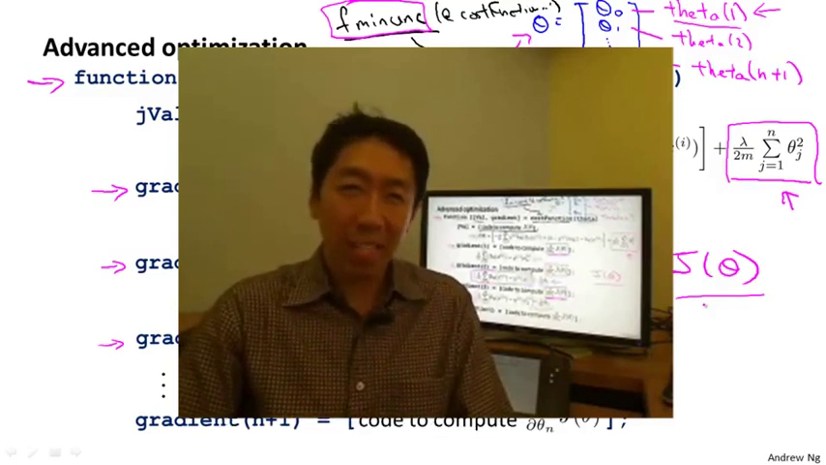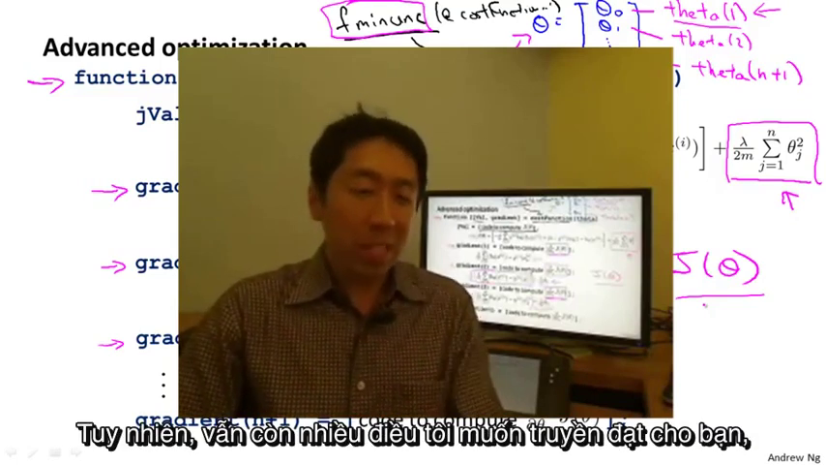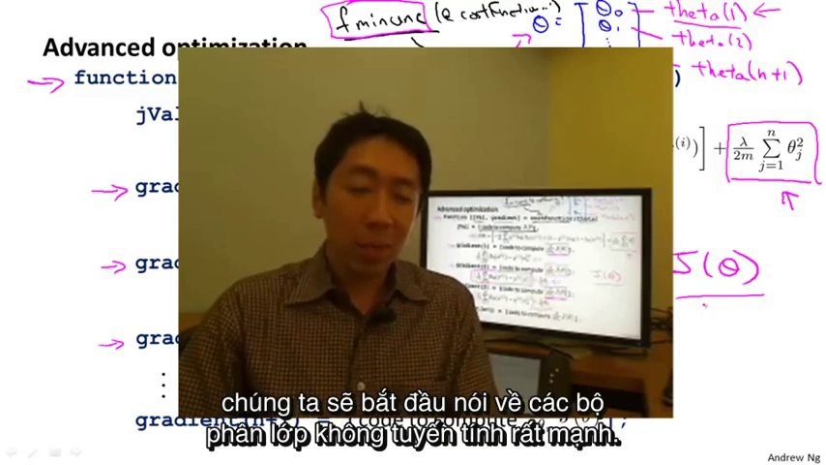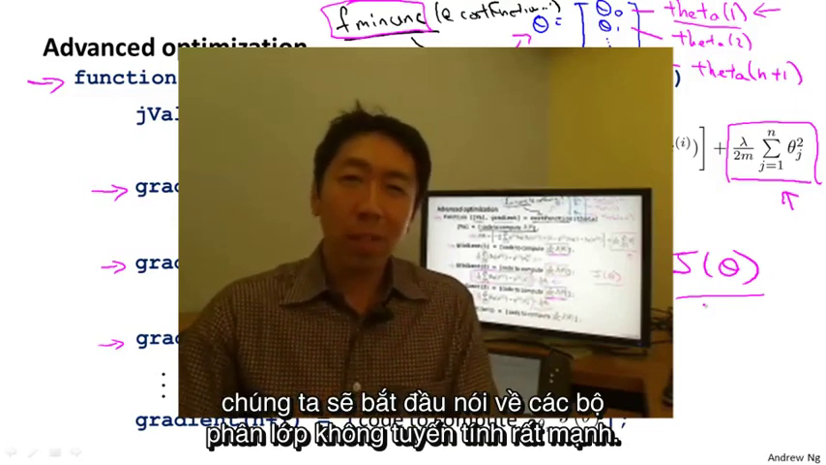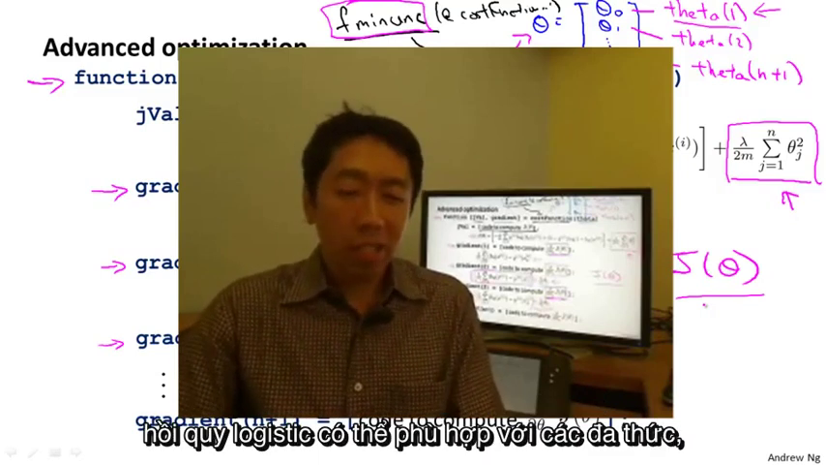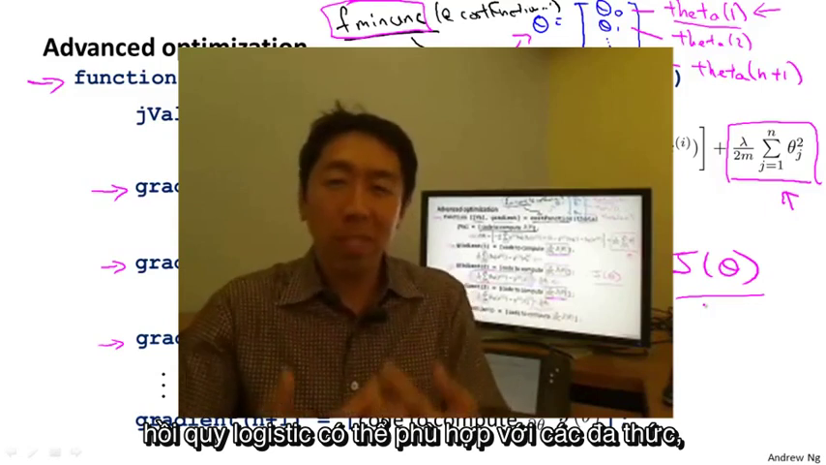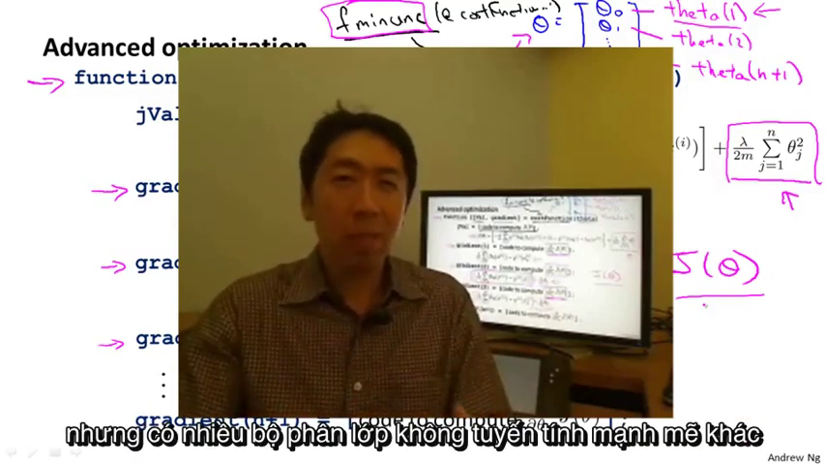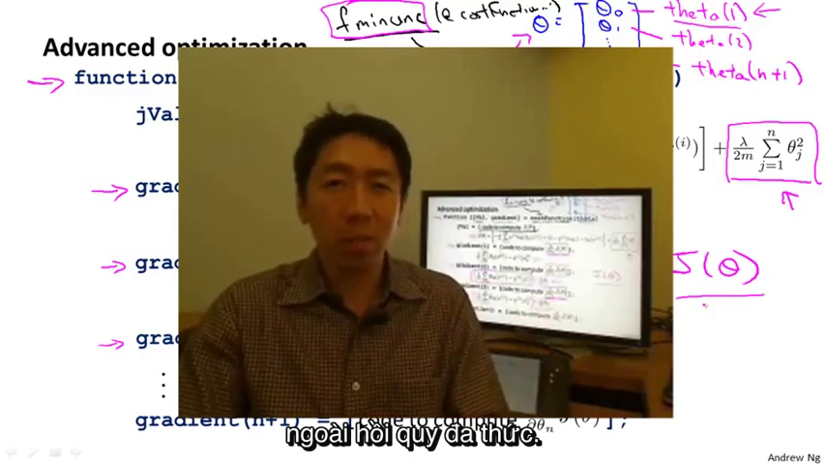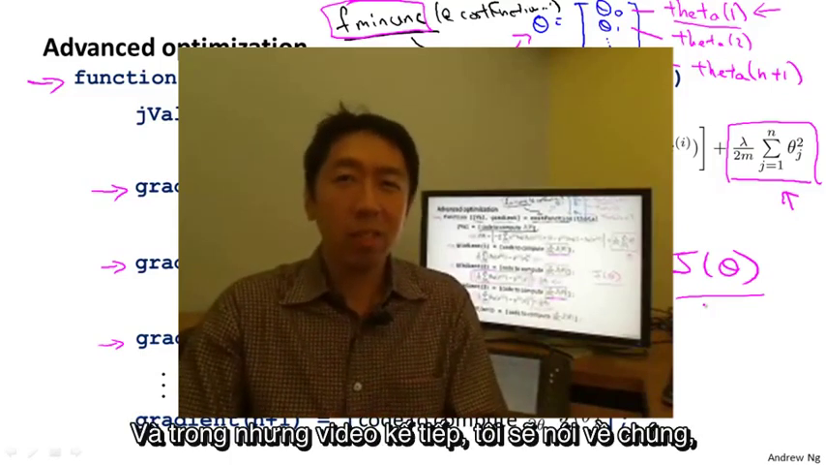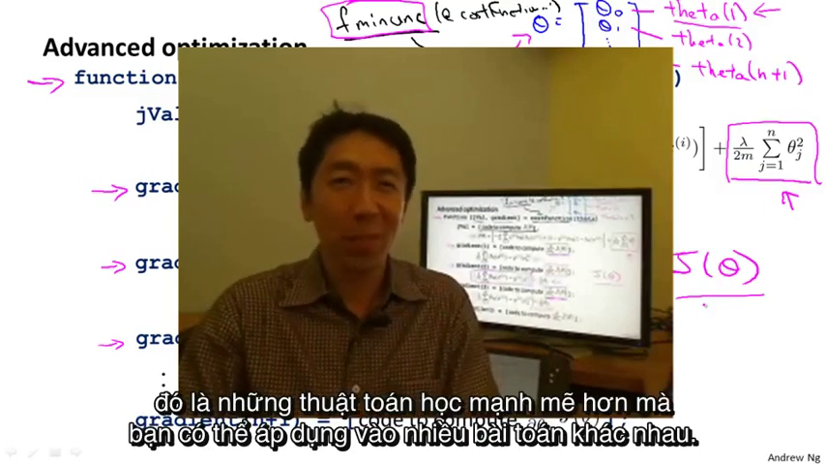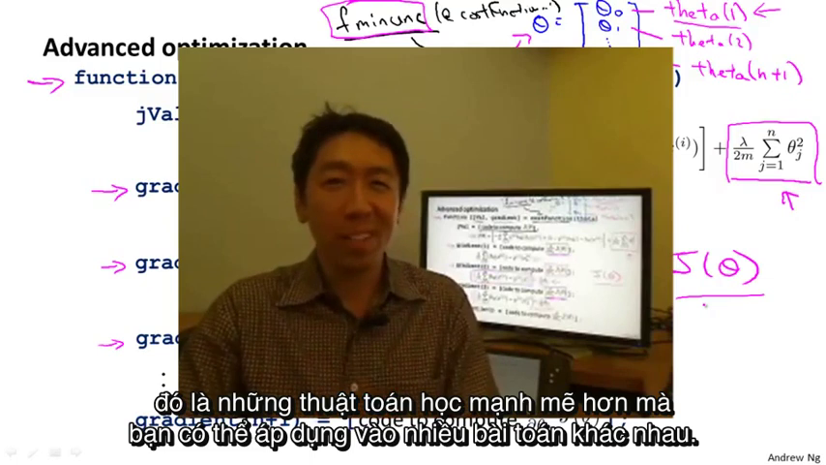Congratulations for that. But of course, there's still a lot more that we want to teach you, and in the next set of videos after this, we'll start to talk about a very powerful class of nonlinear classifiers. Whereas with linear regression and logistic regression you can throw in polynomial terms, it turns out that there are much more powerful nonlinear classifiers than polynomial regression. In the next set of videos after this one, I'll start telling you about them so that you have even more powerful learning algorithms than you have now to apply to different problems.